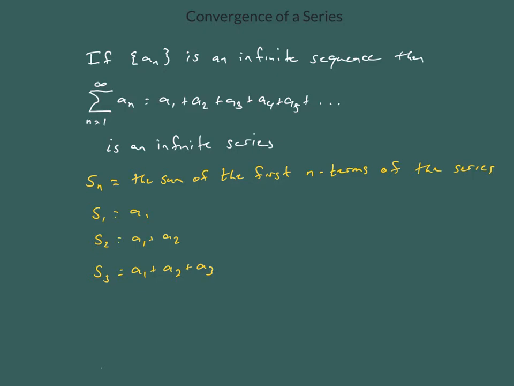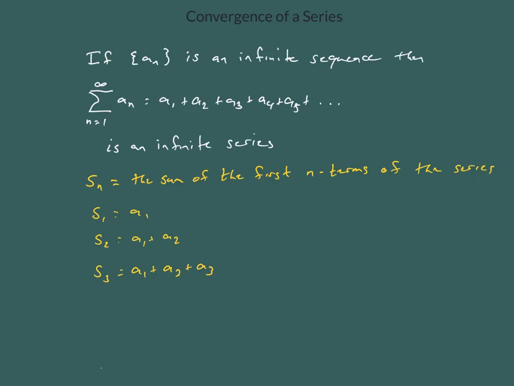Now, one of the things that happens when you do this is you have what are called partial sums. The notation for a partial sum is s sub n. That means it's the sum of the first n terms of that particular series. So S1 is just A1. S2 will be A1 plus A2. S3 will be A1 plus A2 plus A3, and so forth. So what's going to happen when we do that?